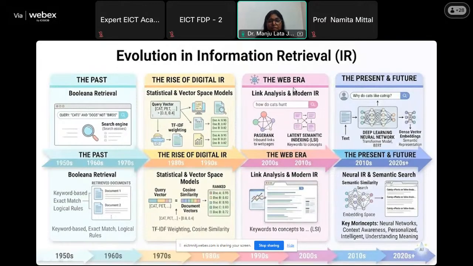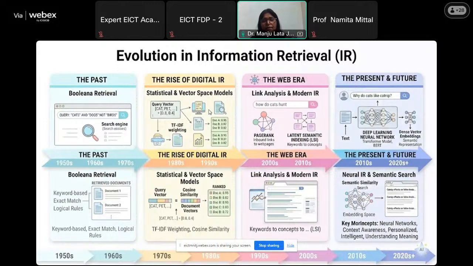Then in 2010, the web era came into the picture, overcoming the limitations of the vector space model. The major limitation of the vector space model was that it always matches the term lexicographically. If cat is given, cat is searched. If woman is given, woman will be searched, not girl. So only the lexicographically similar terms, or the documents having those terms, will be retrieved. There is no concept of semantics.